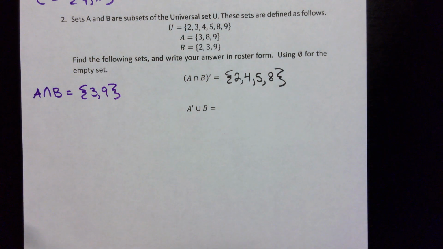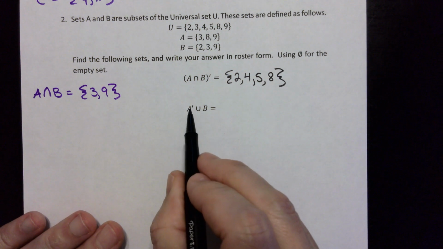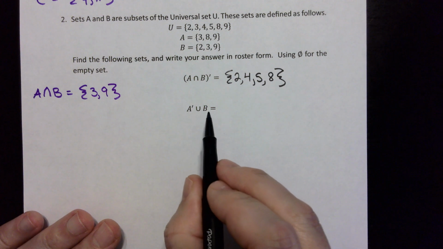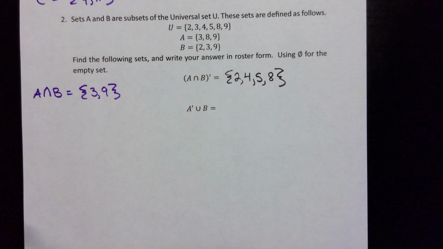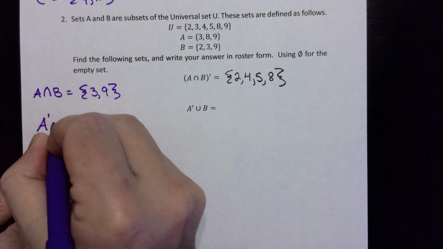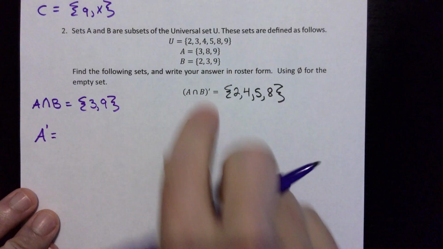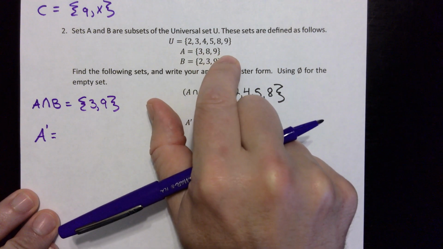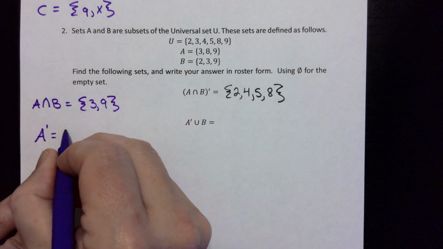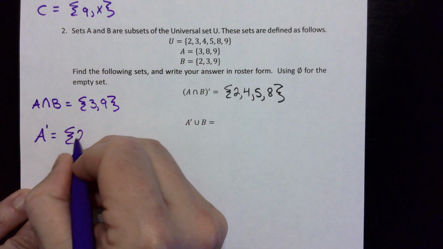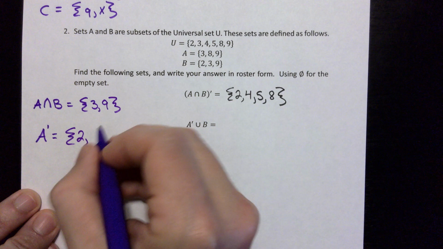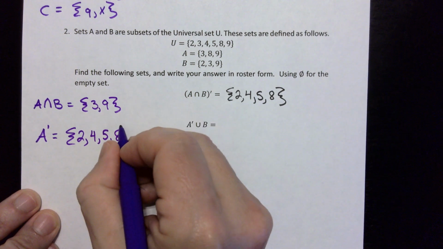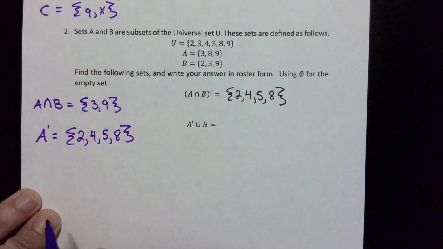Okay, let's look at the second part here. It says A complement, opposite of A, and this is a union, meaning everything, B. So first, let's figure out what A complement is. A complement is the opposite of A. So it's everything that's up here except for the stuff that's already in A. Okay, so no 3, no 8, no 9, everything else.